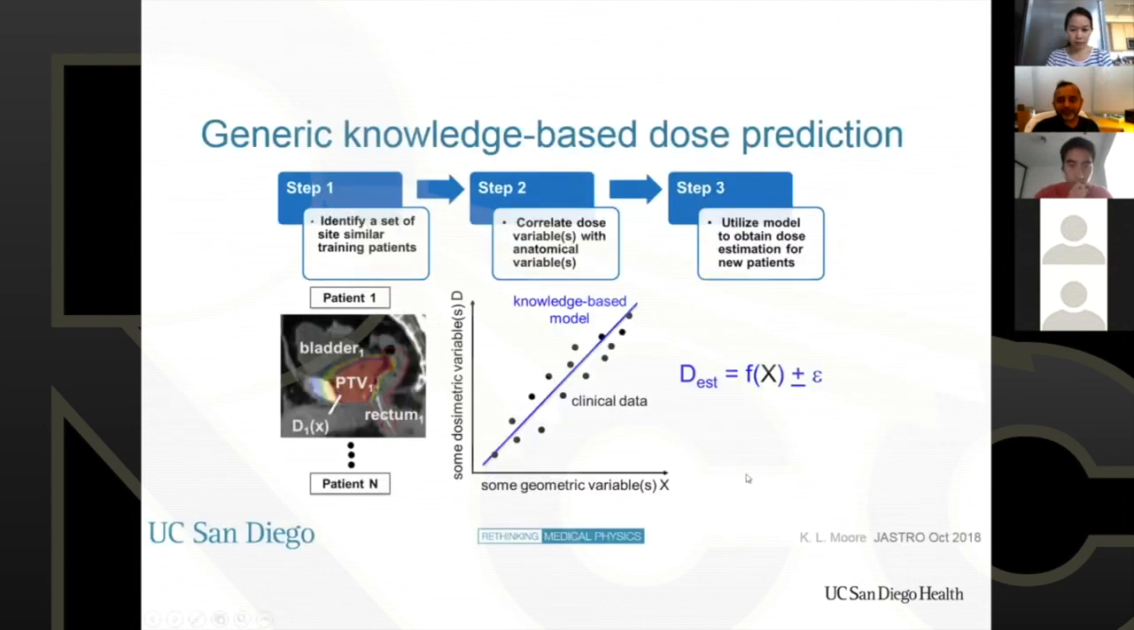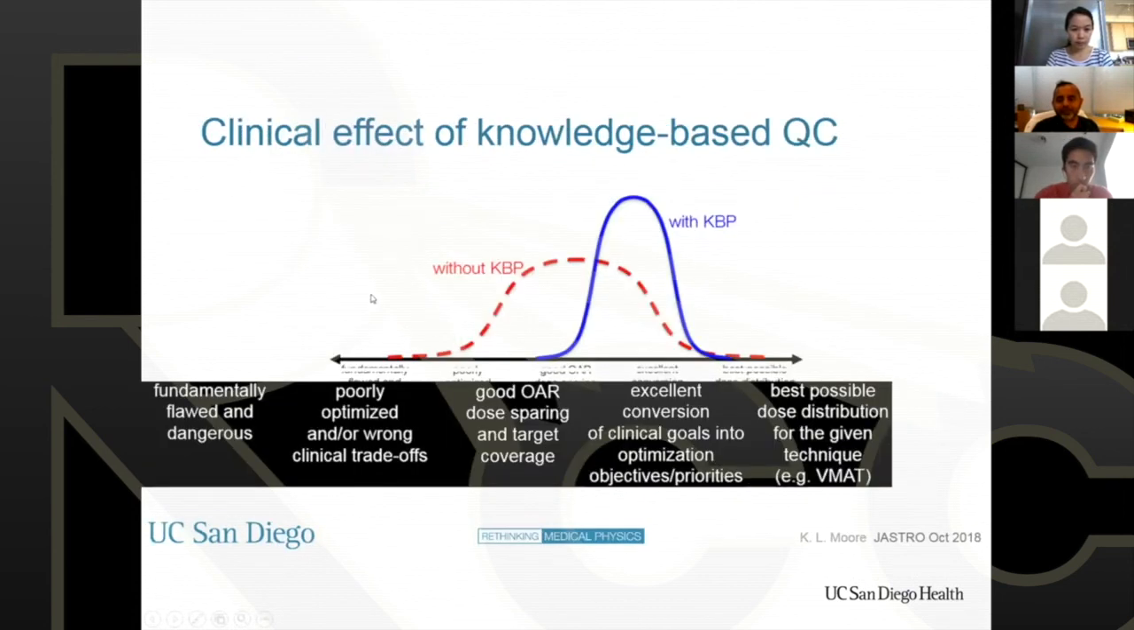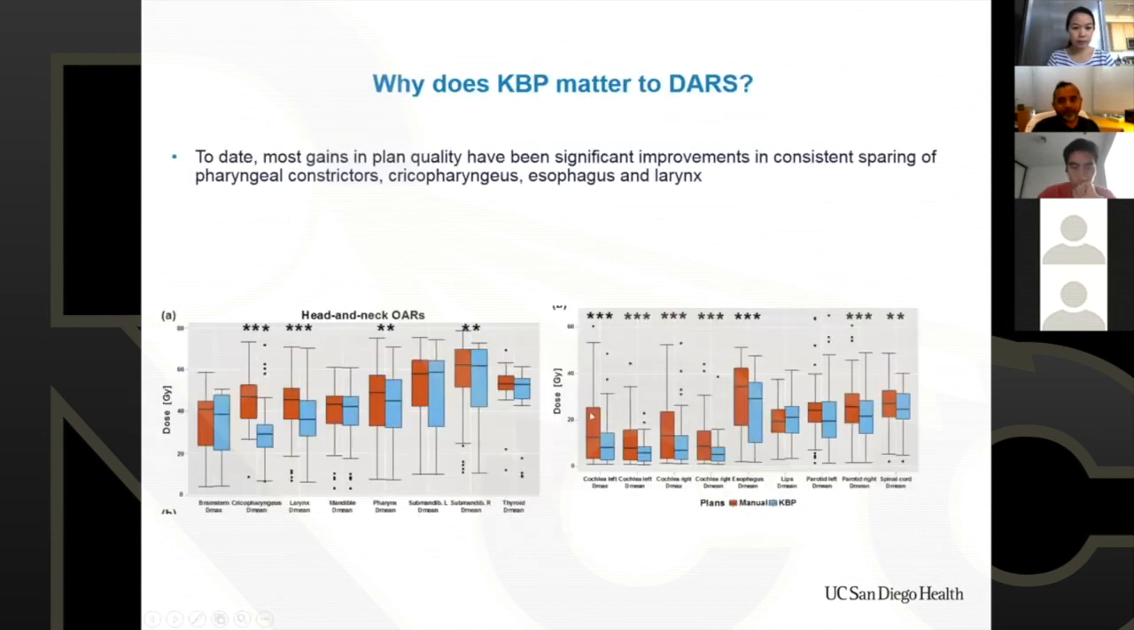And so this is just some math slides, but what I want to show you is the effect of knowledge-based planning in terms of plans. So here you can see the quality of plans: terrible plans, okay plans, amazing plans. And this is when you have different dosimetrists at different places doing all the planning at UCSD, and this is when you use knowledge-based planning. It really just shifts the quality of plan objectively to a much better plan. And I'm going to relate this to really DARS. This is probably where we have had the best gain, in sparing these dysphagia-associated structures.